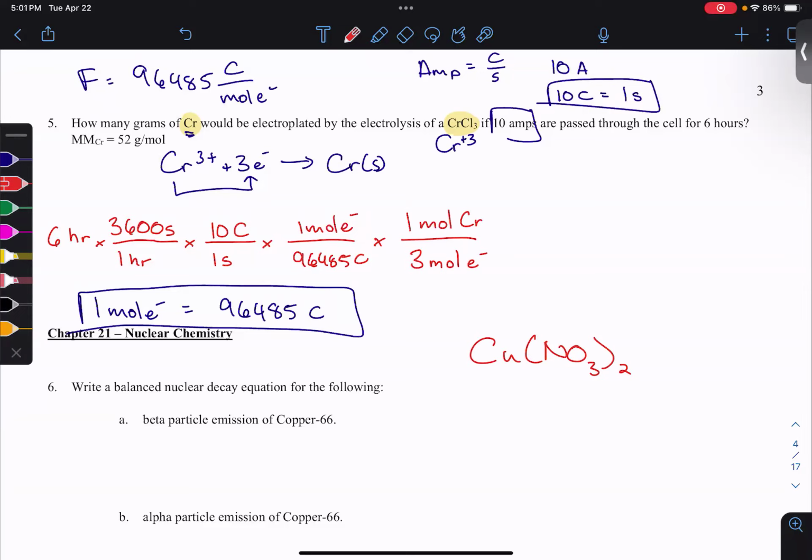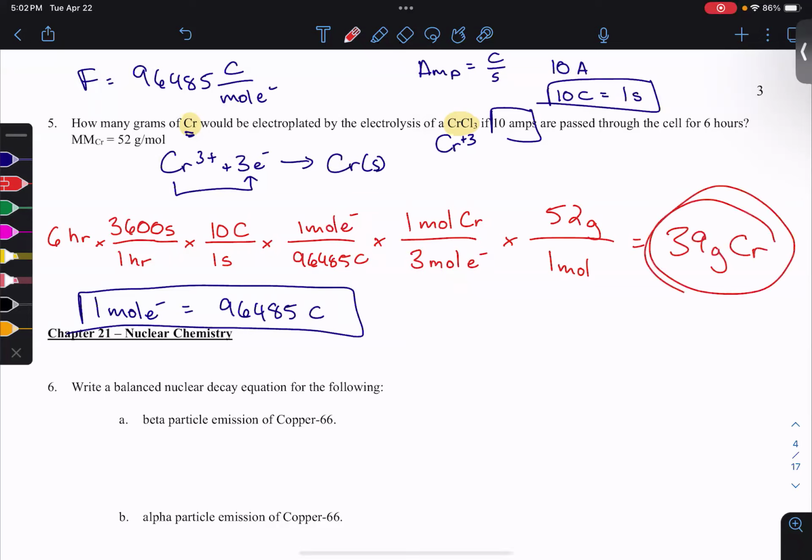2, because it's copper 2 plus, all right? Okay, great, so it's all about the charge. All right, moles of chromium, and then finally just the molar mass. So 1 mole of chromium is 52 grams, and then it equals something, whatever, 39 grams of chromium. Okay, it's a nice chrome plated whatever. Okay, so that is electrochemistry and the rest of it. So yeah, move on to nuclear.